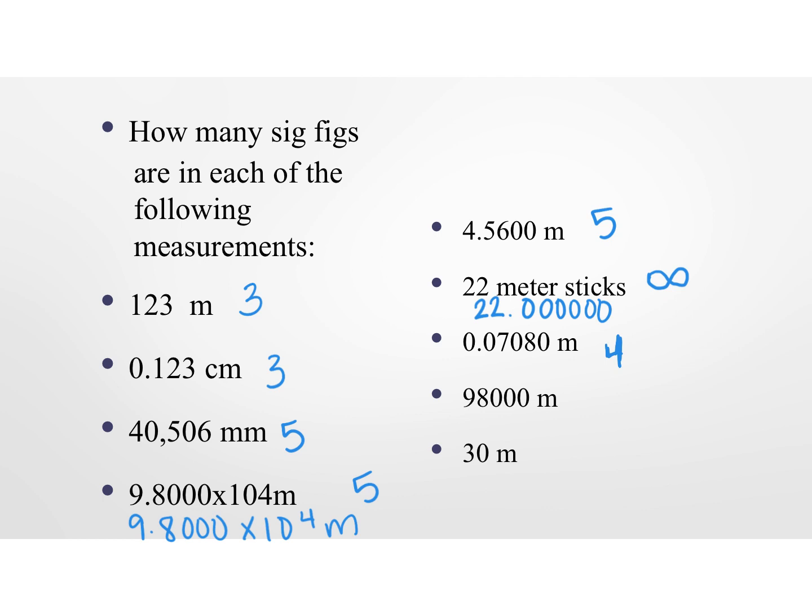98,000 meters with no decimal point. Okay, just 2. Without a decimal point present, these 3 zeros aren't significant, so your only 2 significant digits are the non-zero numbers. How about 30 meters? No decimal point. Okay, same rule, just 1 for this one. Good.